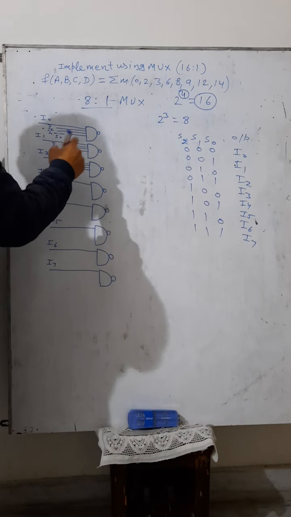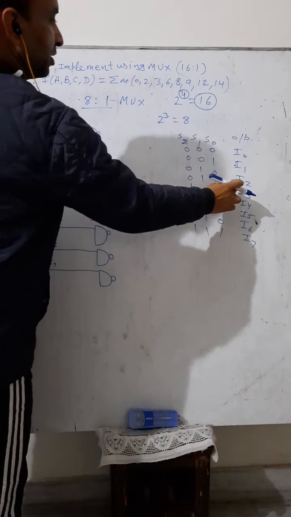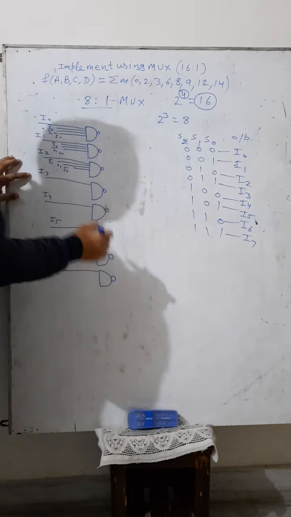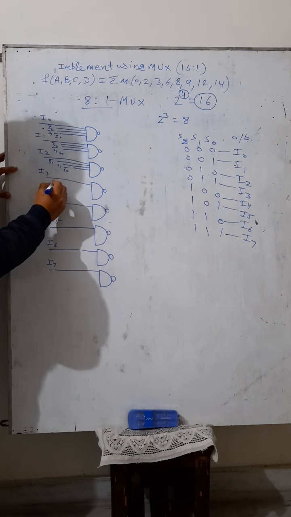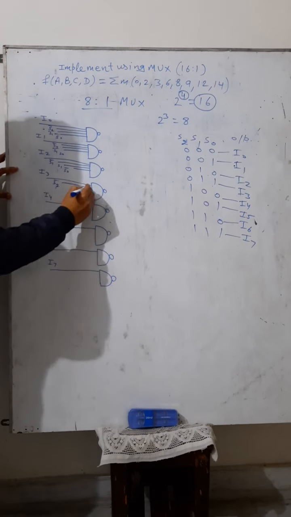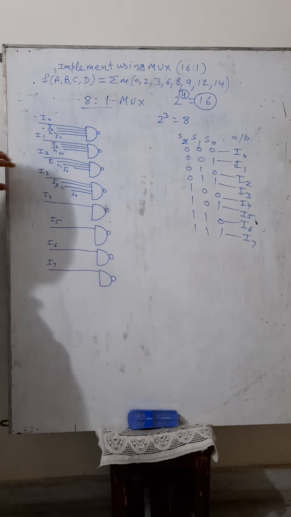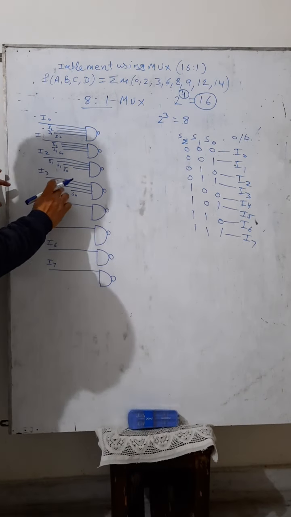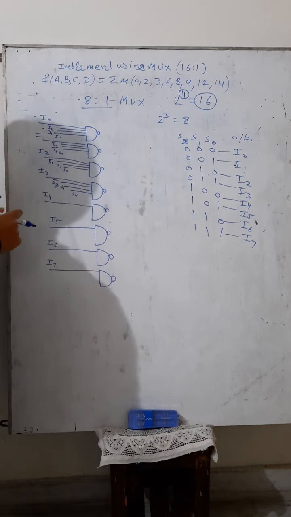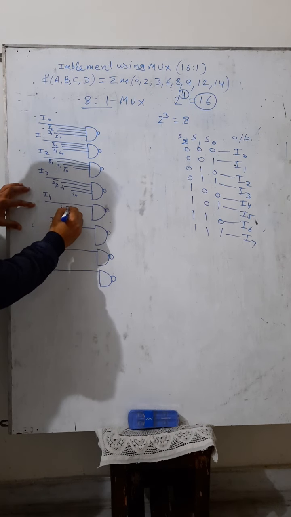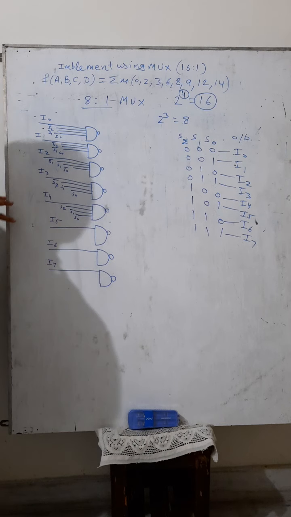So for I3, the combination 0, 1, 1 is S2 bar, S1, S0. Then for I4, it is S2, S1 bar, S0 bar.